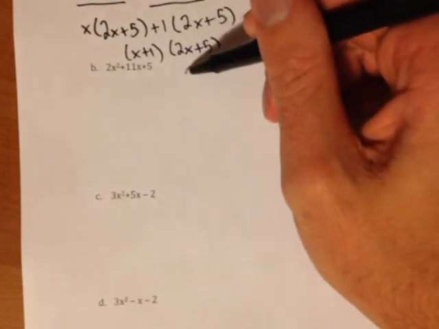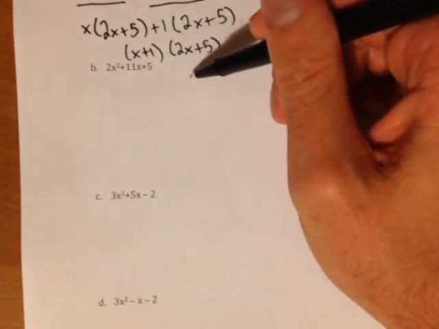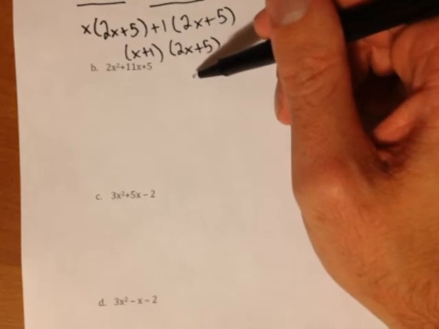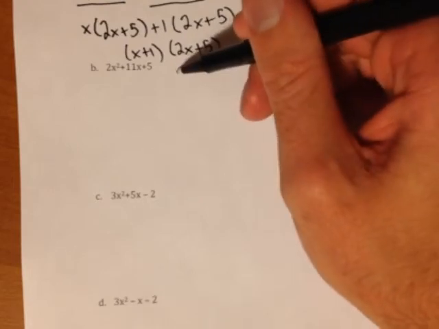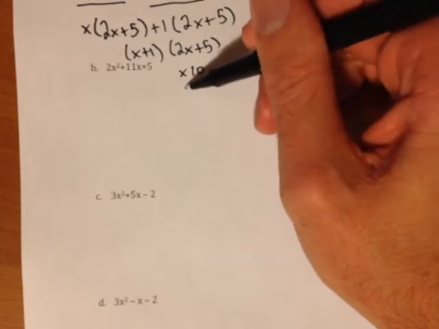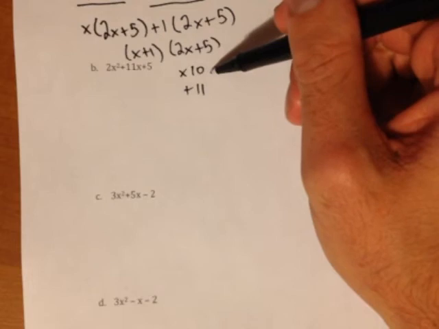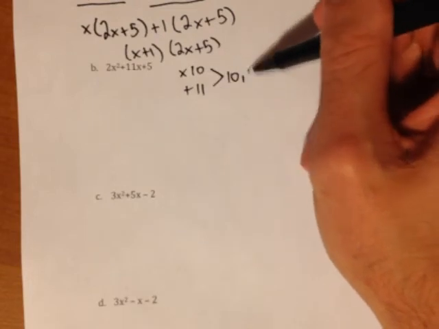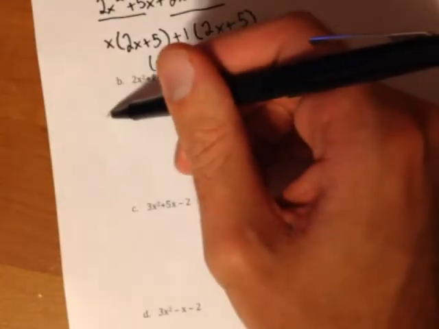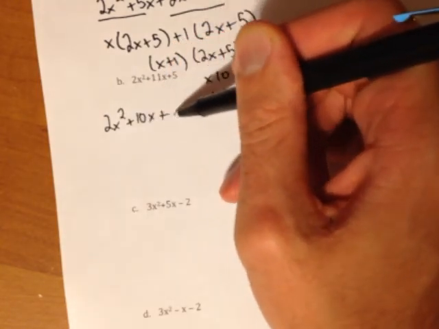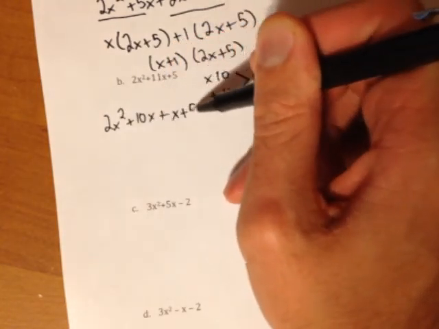Okay, I'm assuming you're back and that you've already done all of those problems. So here's what we're looking at. Here we're looking for two numbers that multiply to 10 and add to 11. 2 times 5 is 10. Then we're looking for numbers that add to 11. It's 10 and 1. Split the middle term. 2x squared plus 10x plus, you could write 1x or just x, plus 5.